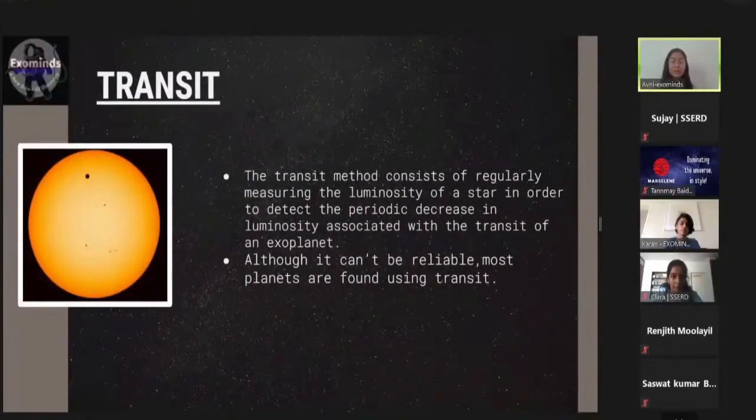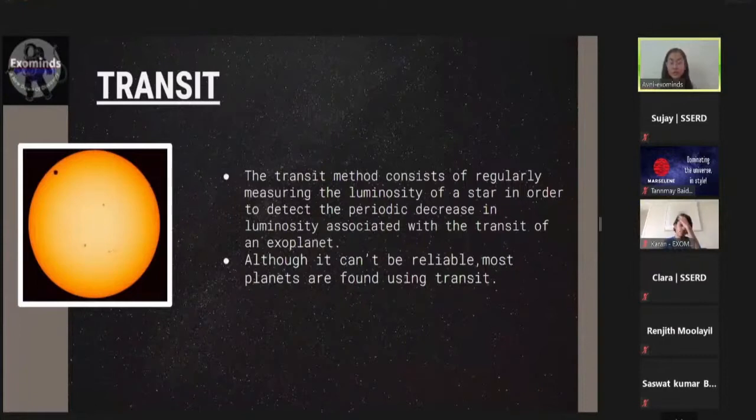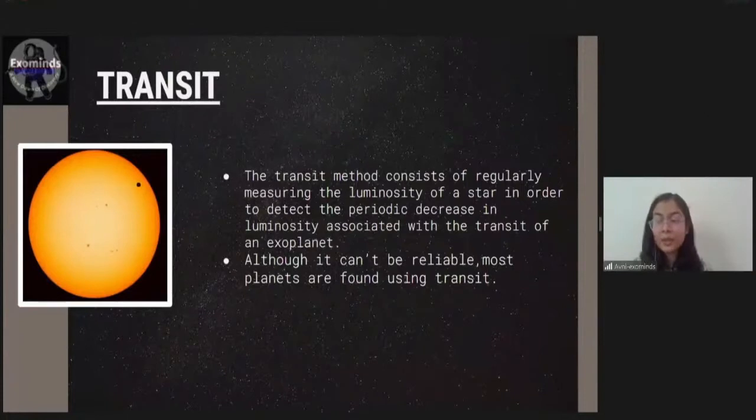Hello everyone, I'll be talking about the second method that we studied, that is called the transit. The transit method consists of regularly measuring the luminosity of a star in order to detect the periodic decreasing luminosity associated with the transit of an exoplanet. So this method is mainly based on vision that aims to indirectly detect the presence of one or more exoplanets. It is when a planet orbiting around its star comes in front of it from our point of view.